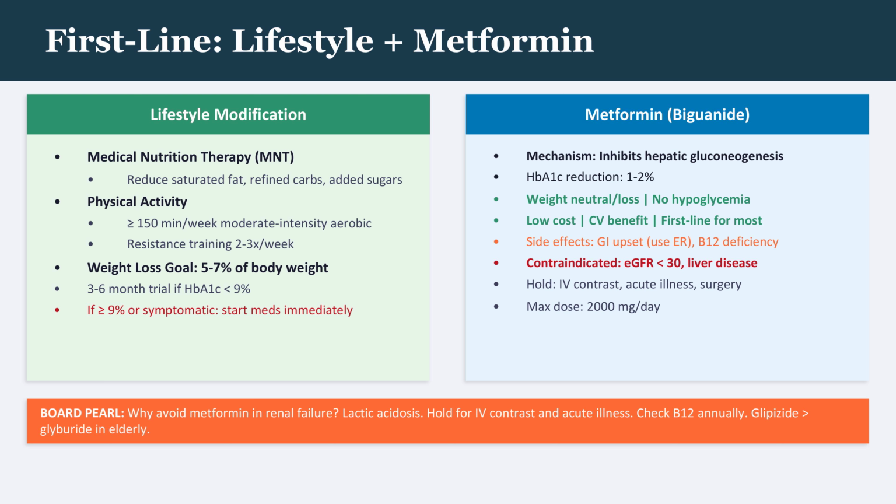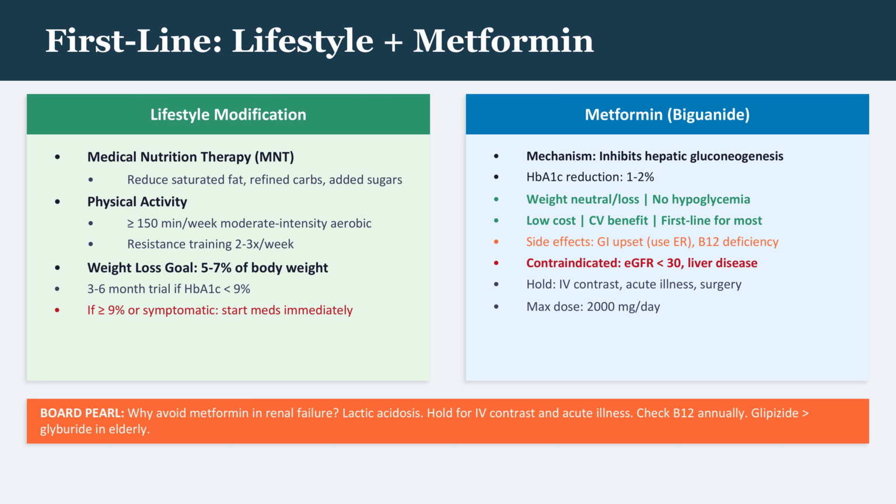It primarily works by suppressing hepatic gluconeogenesis, so it cuts off that excess fasting glucose production. It drops HbA1c by 1 to 2%, it's weight neutral or causes modest weight loss, and it doesn't cause hypoglycemia when used alone. It's cheap, it has cardiovascular benefit, and it's been around for decades.